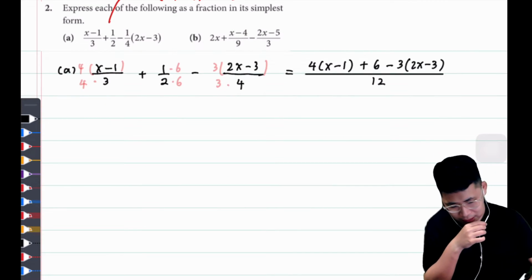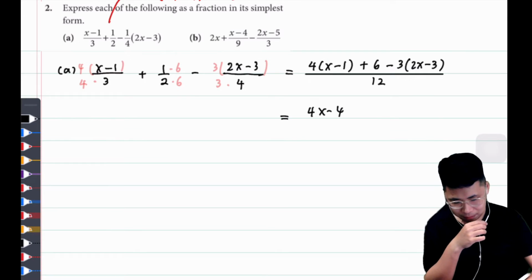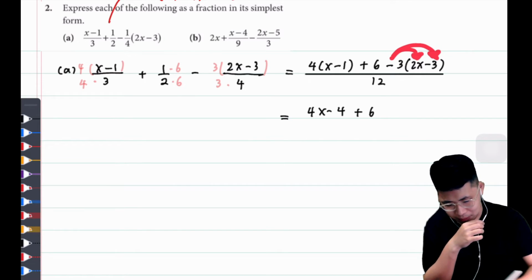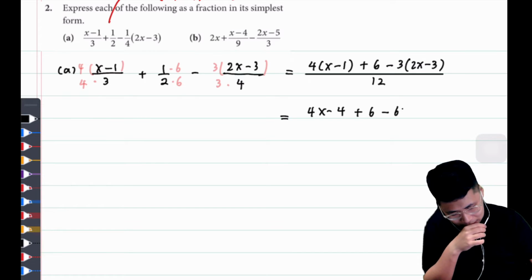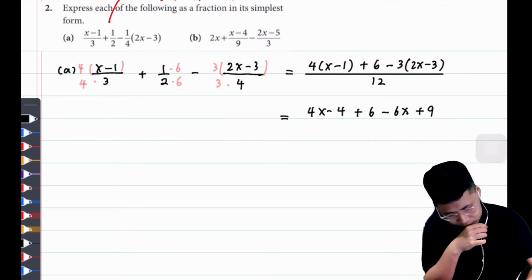So with this over here, let's expand. So first expansion, 4 times x, 4 times -1, we get this. And then the 6 is standalone. We also have -3 times 2x, -3 times -3. So this would be like this, right? All over 12.